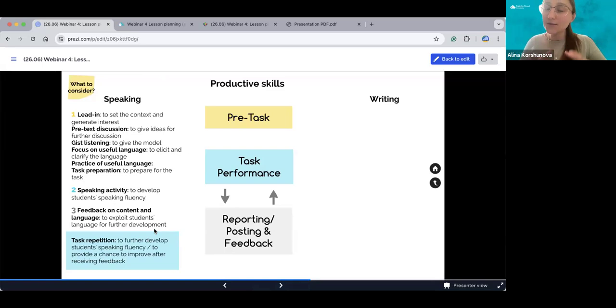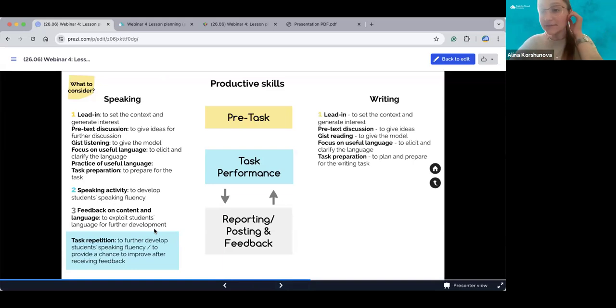So that's basically how you can plan your speaking lesson, including the stages. Again, it's not like a set common framework, just possible stages. And writing, I would say that if we talk about writing, there are some approaches. Maybe you've heard about product writing approach or process writing approach. Have you heard about them?